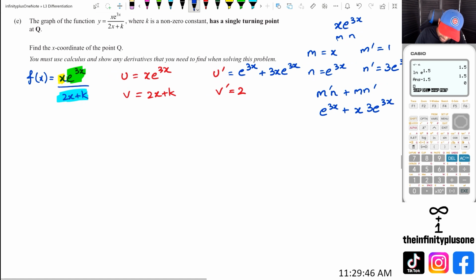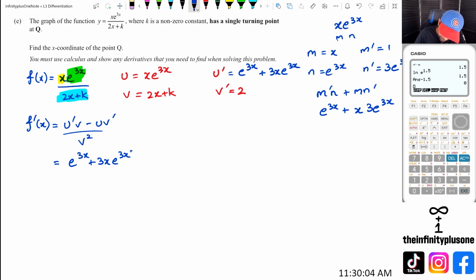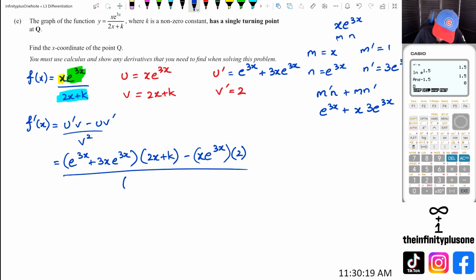All right, so then f dash of x. When we do f dash of x, we're going to do u dash v minus u v dash, divided by v squared. So u dash is e to the power of 3x plus 3x e to the power of 3x, multiplied by v, which is 2x plus k, minus u, which is x e^(3x), multiplied by v dash, which happens to be 2, all of that divided by 2x plus k squared.